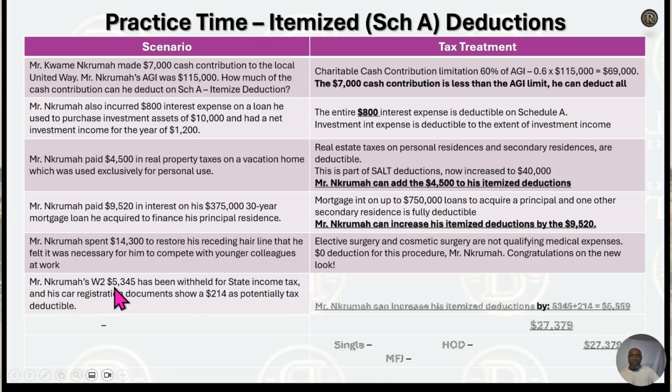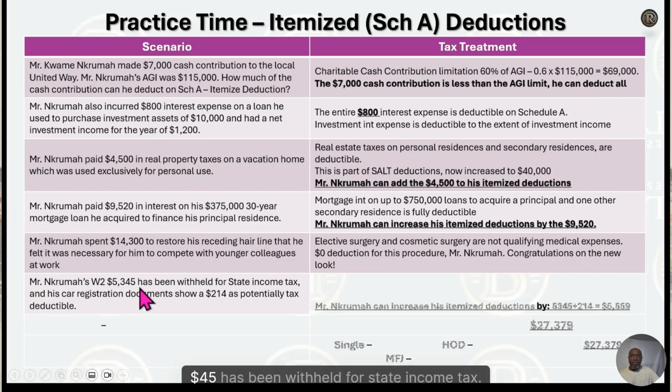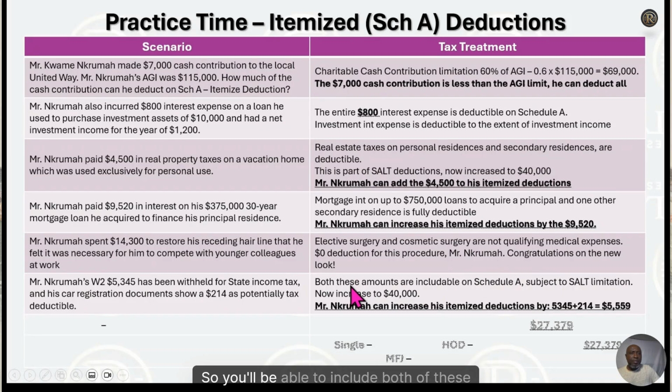So he cannot take any of that towards his itemized deduction. Mr. Nkrumah's W-2 showed $5,345 had been withheld for state income tax, and his car registration document showed $214 as potentially tax deductible. Okay, so these are property taxes, and then also state income tax. This is part of what we're talking about. So you'll be able to include both of these as part of his itemized deduction. But again, this also goes towards that $40,000 we mentioned earlier. And so he's still not there yet, but he needs to keep an eye on that.